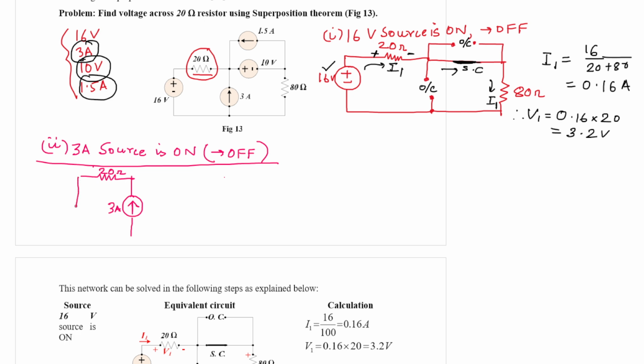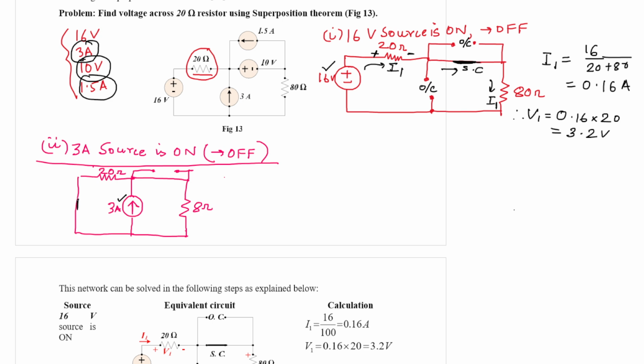Now this voltage source must be short circuited. Voltage source should also be short circuited, and we have 80 ohm resistance here, and this 1.5 ampere current source is open circuited. So what we have done here is actually we have deactivated. So we are now considering only 3 ampere current source.